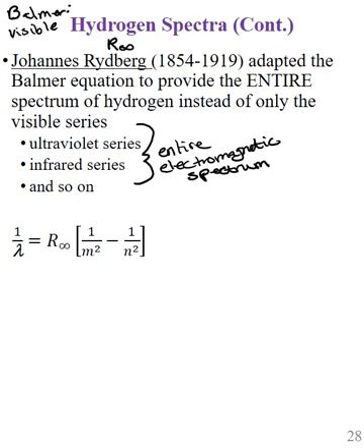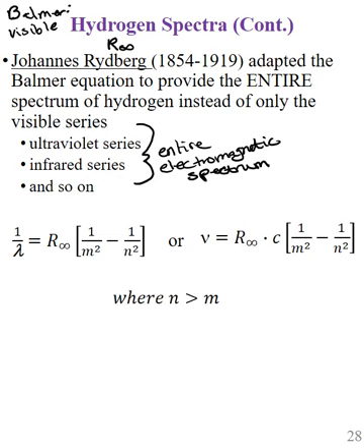This equation is given here, or instead of having it 1 over wavelength, you could also figure out the frequency by taking into account the speed of light, which is c. Now, n has to be greater than m. And here n and m are integers. These are whole numbers.